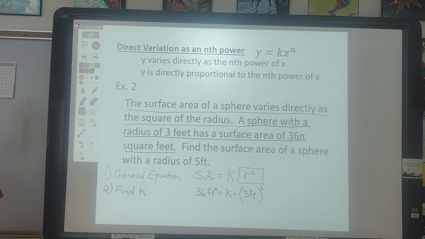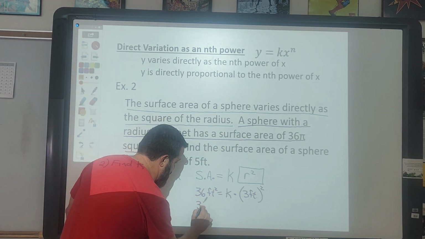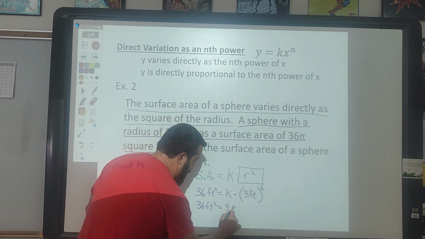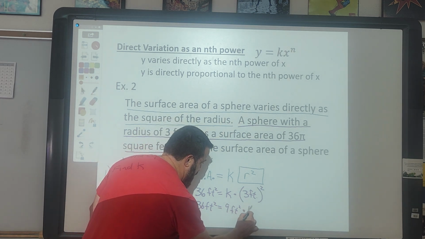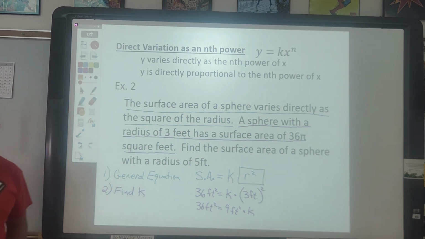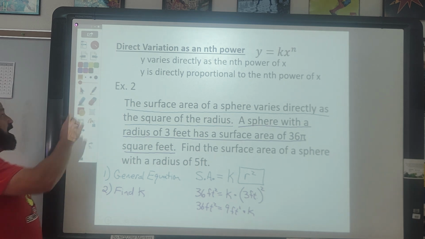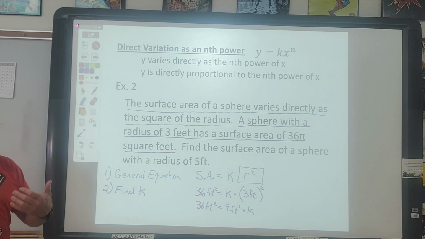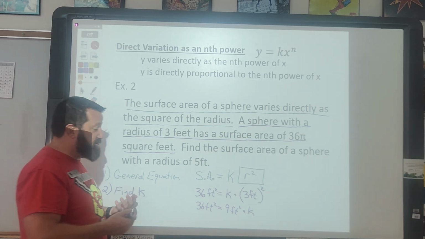If you simplify the right side, when you take 3 feet and you square it, that becomes 9 square feet. So I have 36 square feet equals 9 square feet, and then it's times k. If I want to get k by itself, I have to divide by the 9 square feet. I put the units in here because I wanted you to see that when you're getting the constant, everything should cancel out other than the numbers, because the constant does not have a unit of measure. All right, it's just a constant.